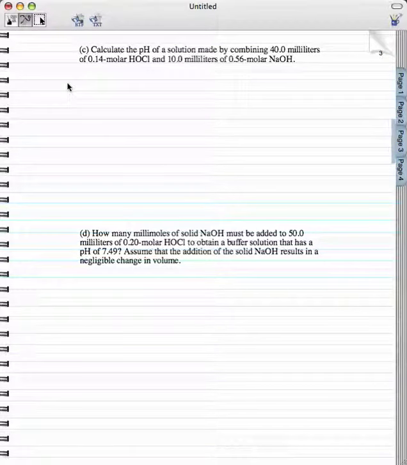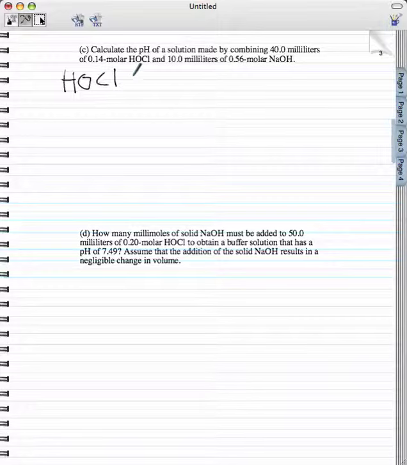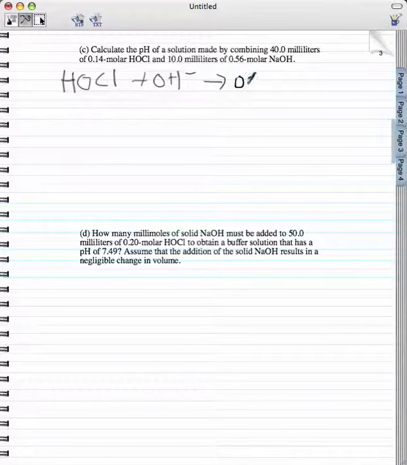Okay, and then for this one they asked us to calculate the pH of a solution after we mix two things. We're mixing hypochlorous acid with sodium hydroxide, so really HOCl and OH minus. So we're going to have a neutralization reaction here. We can think of that as HOCl plus OH minus going to give us OCl minus and water. And again, the water is not going to impact our equilibrium information here.